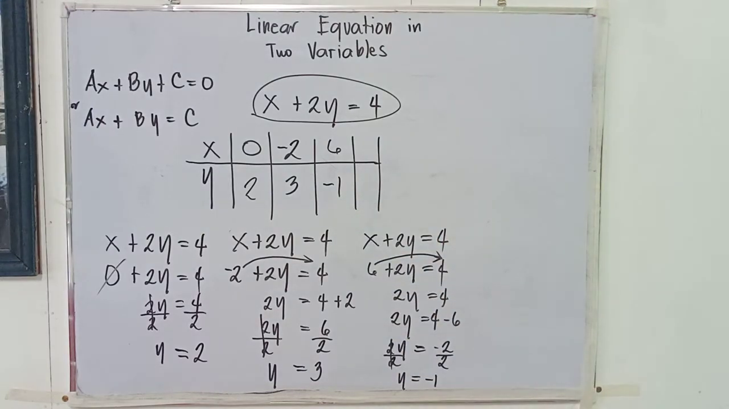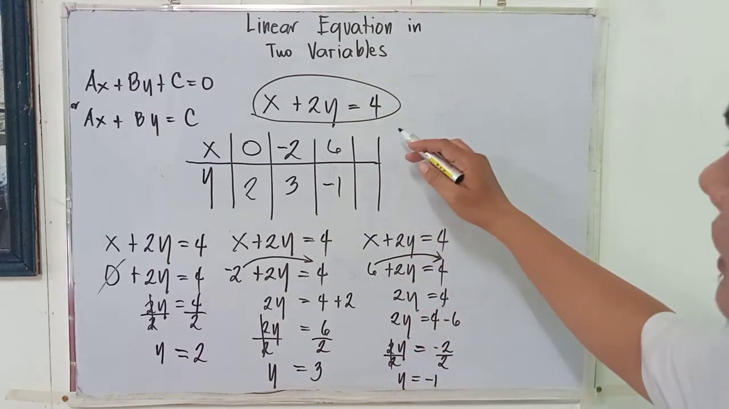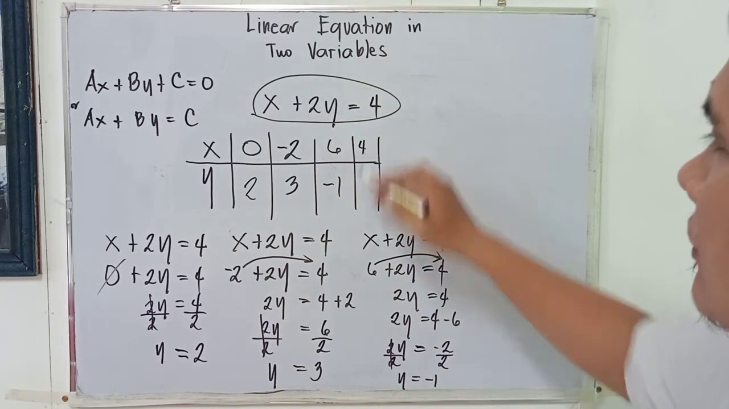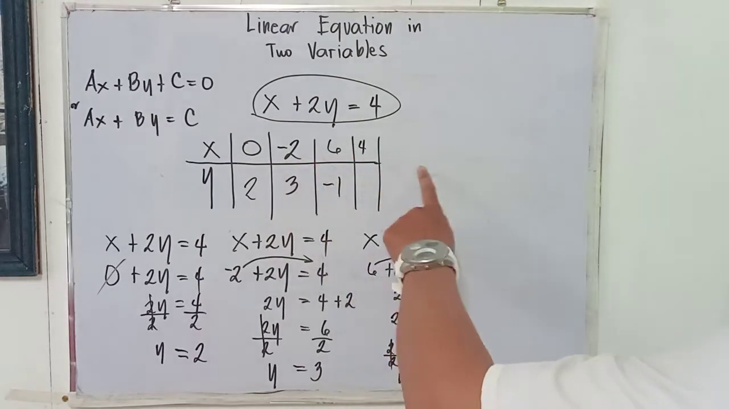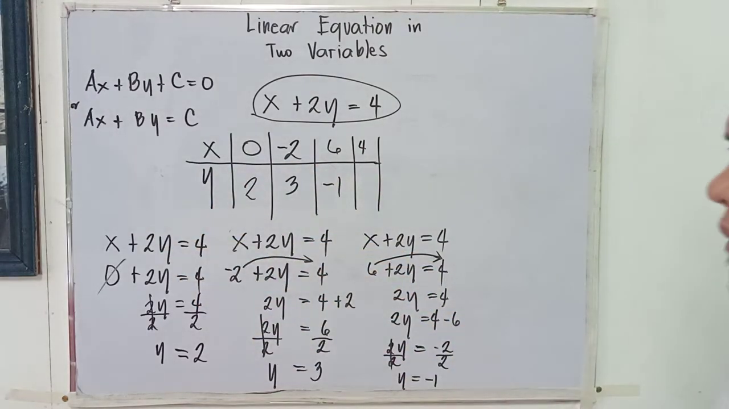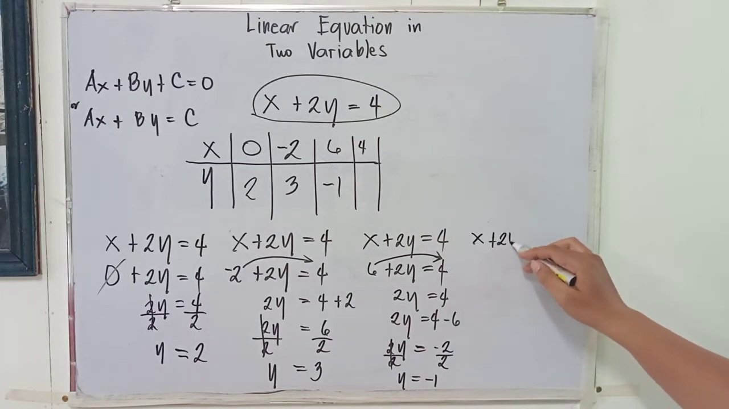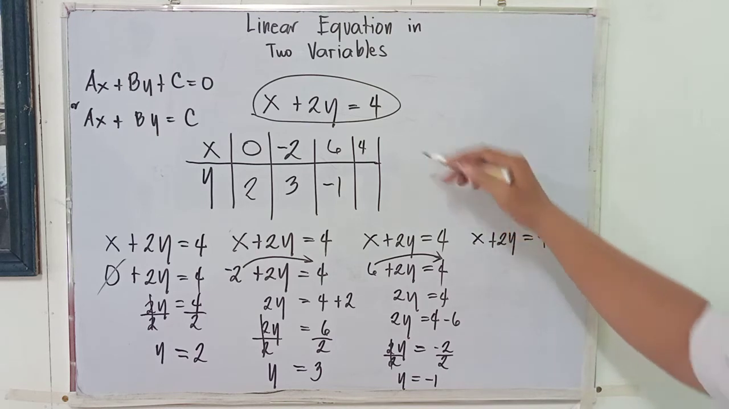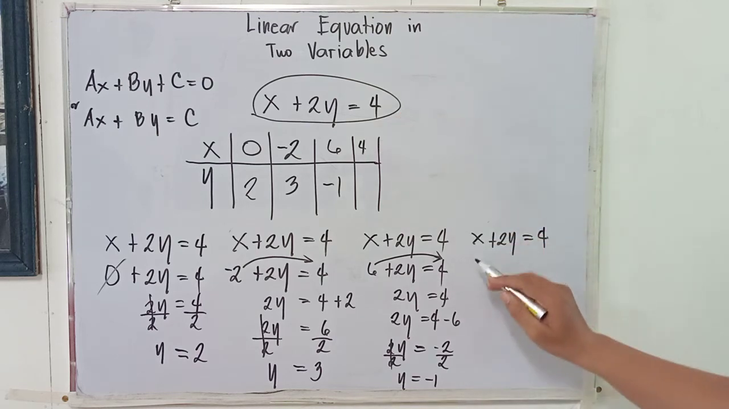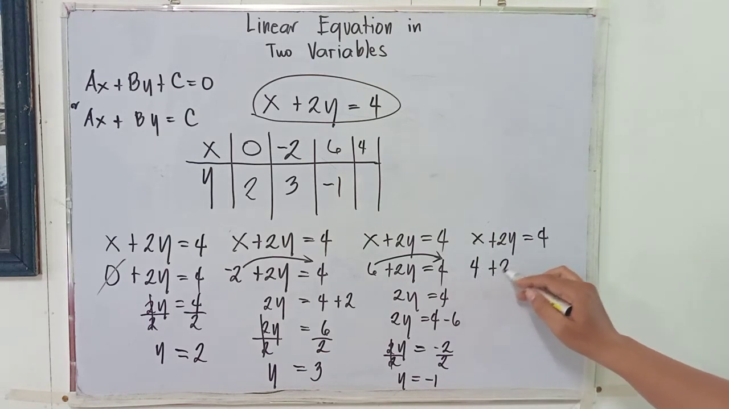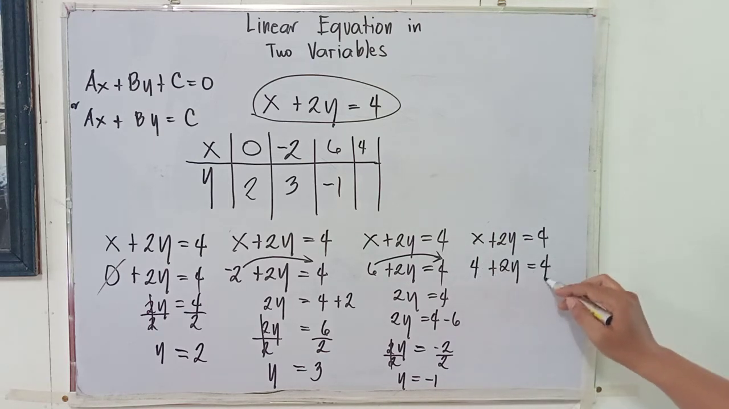Okay? So how about, let us use 4, for example. So I'm going to use 4 values of x. You can have more than, or at least 3, in order for us to plot the equation. So here, let us use this one again. That is x plus 2y is equal to 4. Now our x is positive 4. So replacing x with our value 4: 4 plus 2y is equal to 4.